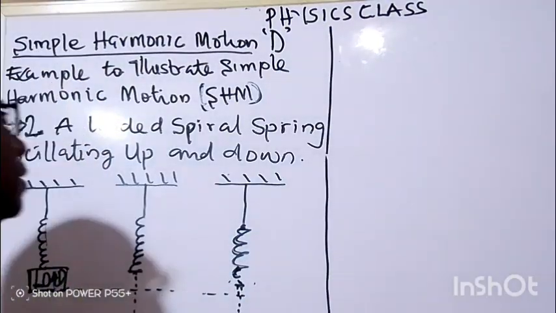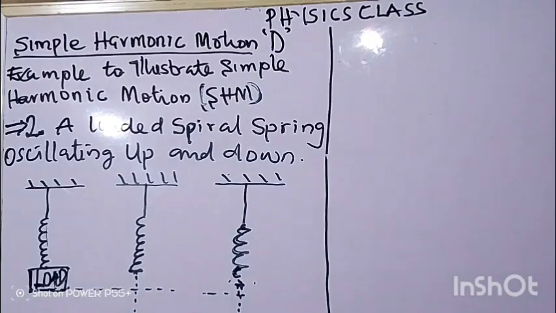Today we want to continue from our topic, simple harmonic motion. What we treated in the last lesson is an example to illustrate simple harmonic motion. The first example is a simple pendulum performing simple harmonic motion. And I promise today we are going to example 2, under which we want to look at a loaded spiral spring oscillating up and down.